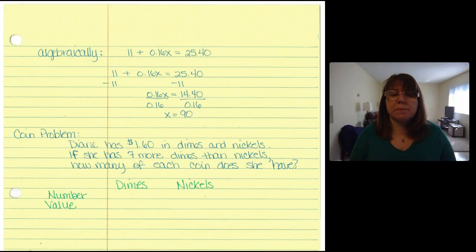Let's try a coin problem. Diane has $1.60 in dimes and nickels. If she has 7 more dimes than nickels, how many of each coin does she have? Well, it's a lot of information. She has a total amount of money of $1.60, and it's all in dimes and nickels. She has 7 more dimes than nickels. We don't know how many nickels she has. That's our X, that's our unknown. We do know she has 7 more dimes than nickels. Well, if nickels is X, then dimes must be X plus 7.